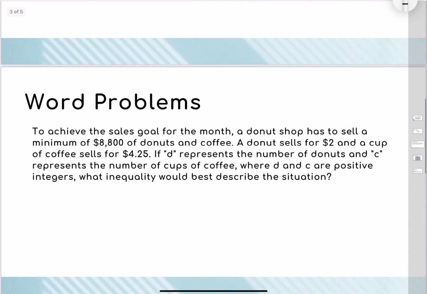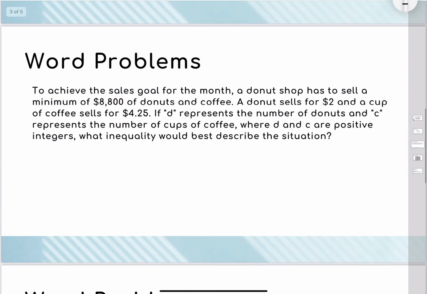Okay, so now we'll be taking a look at a word problem here. If we read it, it says, to achieve the sales goal for the month, a donut shop has to sell a minimum of $8,800 of donuts and coffee. A donut sells for $2 and a cup of coffee sells for $4.25. If D represents the number of donuts and C represents the number of cups of coffee, where D and C are positive integers, what inequality would best describe the situation?